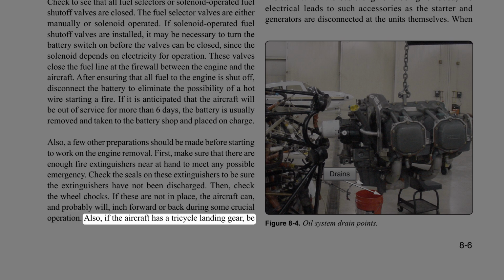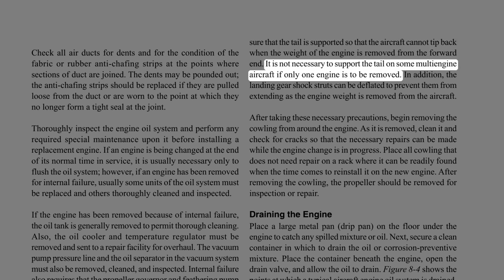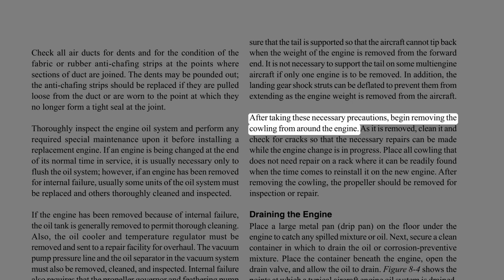Also, if the aircraft has a tricycle landing gear, be sure that the tail is supported so that the aircraft cannot tip back when the weight of the engine is removed from the forward end. It is not necessary to support the tail on some multi-engine aircraft if only one engine is to be removed. In addition, the landing gear shock struts can be deflated to prevent them from extending as the engine weight is removed from the aircraft. After taking these necessary precautions, begin removing the cowling from around the engine.